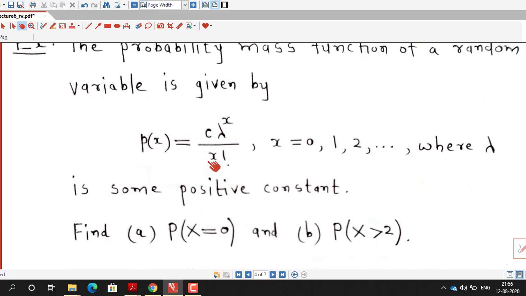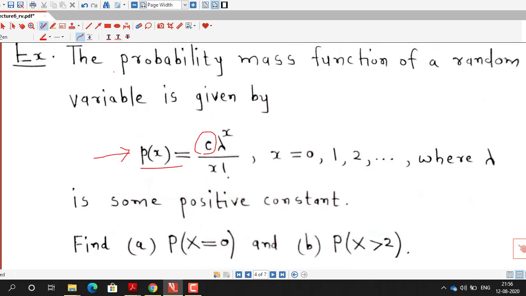You can see in this probability mass function there is an unknown quantity c. So first we have to decide what small c is. How can we determine the value of c? We have to use a property of the probability mass function. It is given that p of x is a probability mass function, so we know that the sum of all the values of p of x must be 1. Using that property, we can decide the constant c.